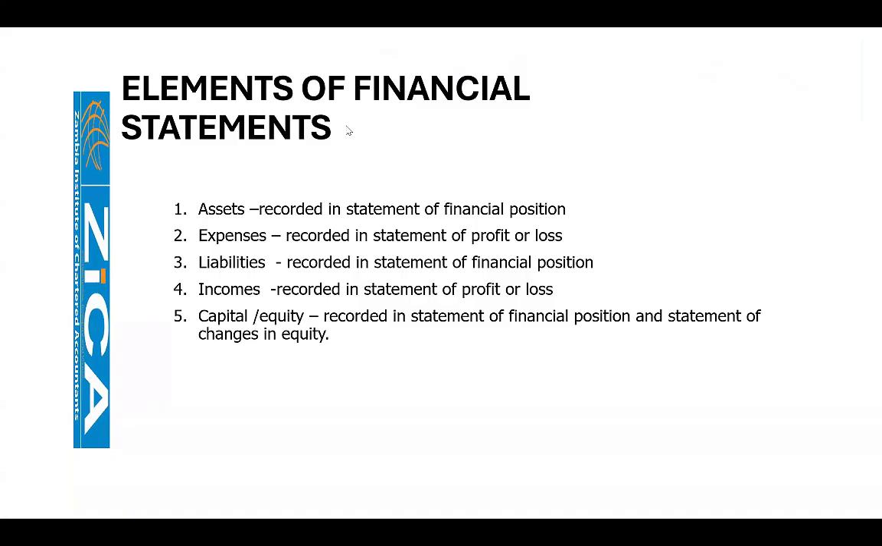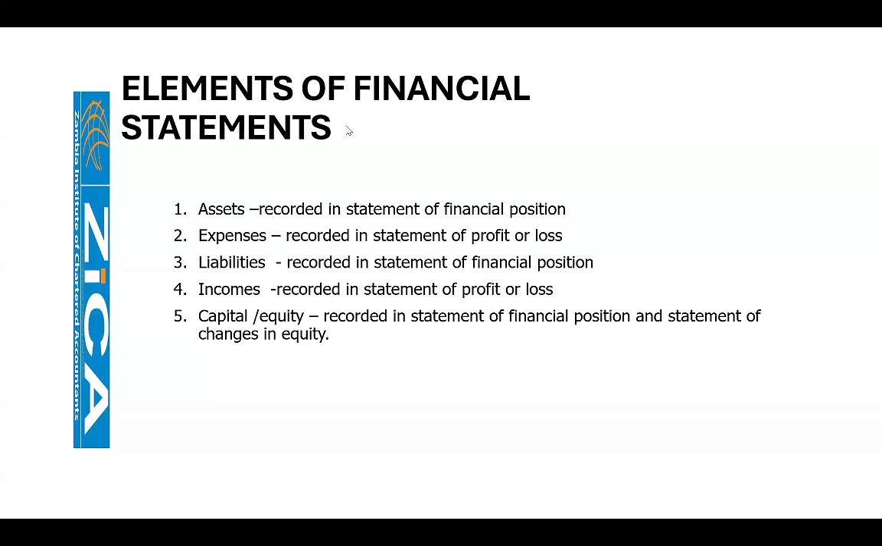So the very first aspect is selecting items to be taken to the financial statements. The starting point here is for us to understand the elements of financial statements. The elements meaning the items that we take to these financial statements. Financial statements that are common in the two papers are the statement of profit or loss, the statement of financial position, the statement of cash flows, as well as the statement of changes in equity. Those are the common financial statements.